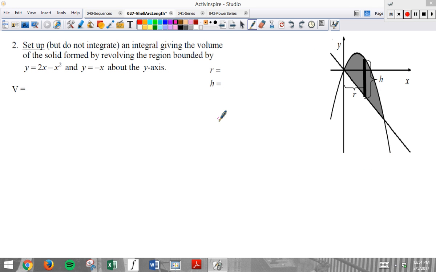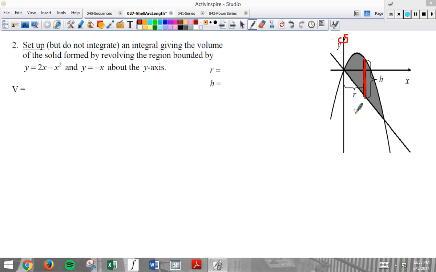Next problem. Set up but don't integrate an integral giving the volume of the solid formed by revolving this region about the y-axis. So I'm going about the y-axis, so I want a pair of shells.